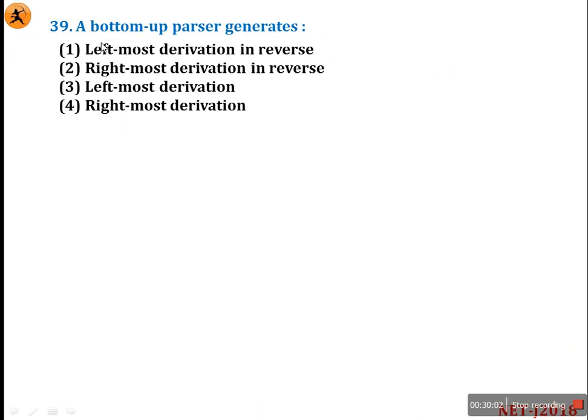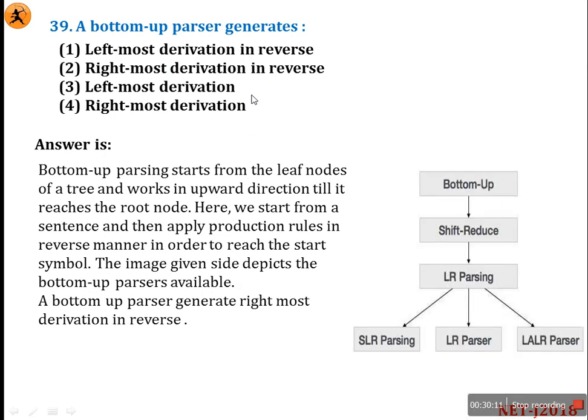Question number 39. A bottom-up parser generates usually... Please remember this one. This is in the language hierarchy. In general, if you don't know much about finite automata, at least remember this: a bottom-up parser always generates rightmost derivation, and a top-down parser generates a leftmost derivation.